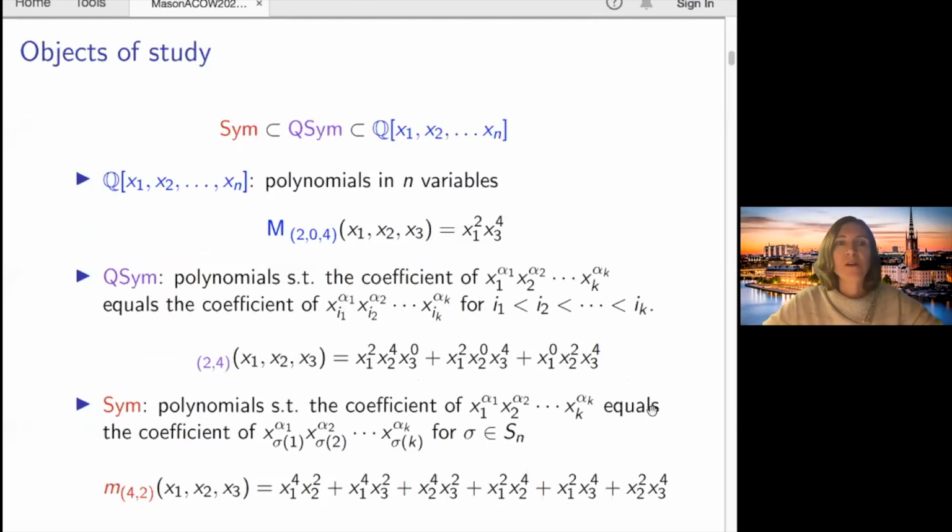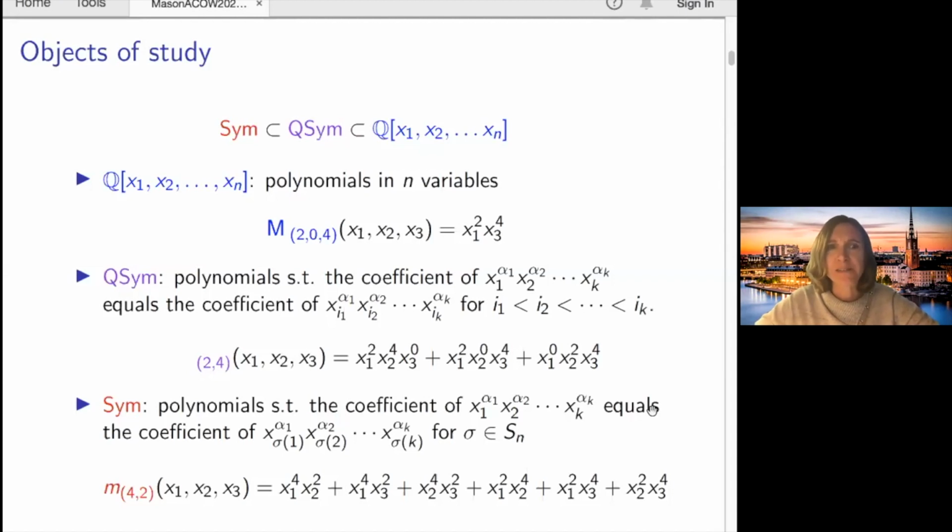Okay. So our main objects of study for this talk are symmetric polynomials, quasi-symmetric polynomials, and polynomials. And we will restrict ourselves to n variables for reasons that will shortly become apparent. But I've also color-coded this so that it becomes clear which objects we're dealing with and what space they live in. So the polynomial ring is our main goal for this talk, and this is just polynomials in n variables.